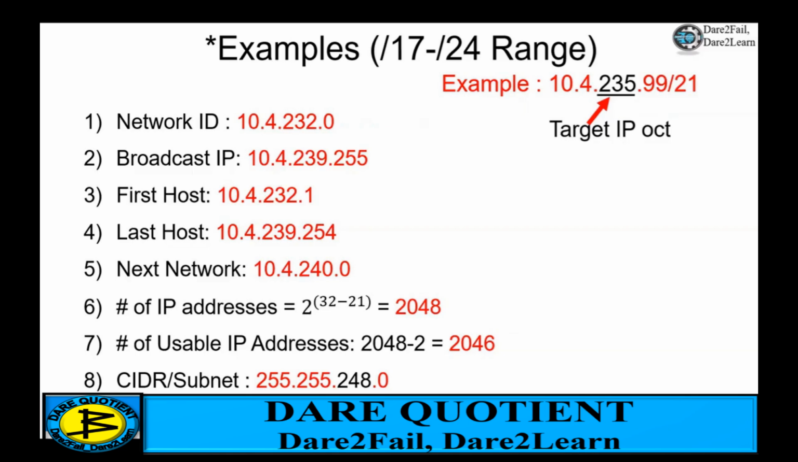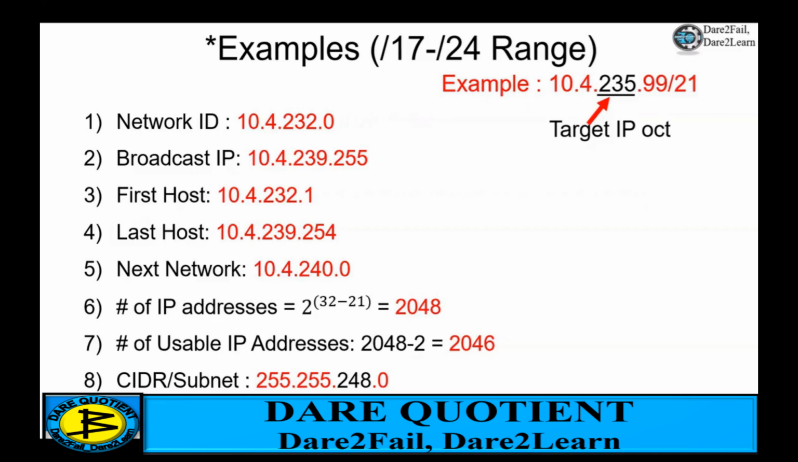Now, you know you're going in increments of your group size, which is 8. So if you've gotten to 240, which is past 235, you can subtract 8 from that, and that gives you 232. Your 235 falls between those two values, between 232 and 240. With those two values, you can get your network ID and your next network.